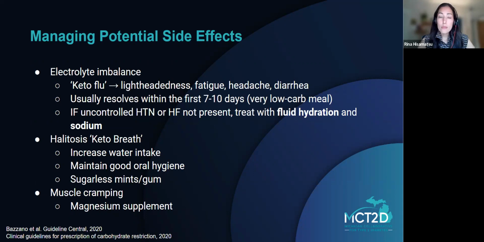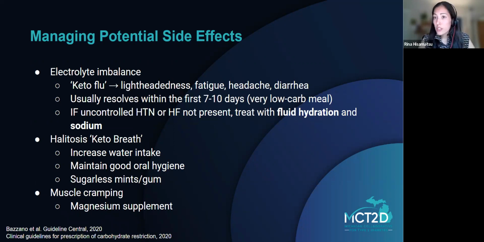However, the main intervention for keto flu is to make sure that it's treated with adequate fluid hydration and adequate sodium intake. Generally, that's going to be about 2 to 3 grams a day for sodium. And of course, that is if there is no underlying uncontrolled hypertension or heart failure for the individual.